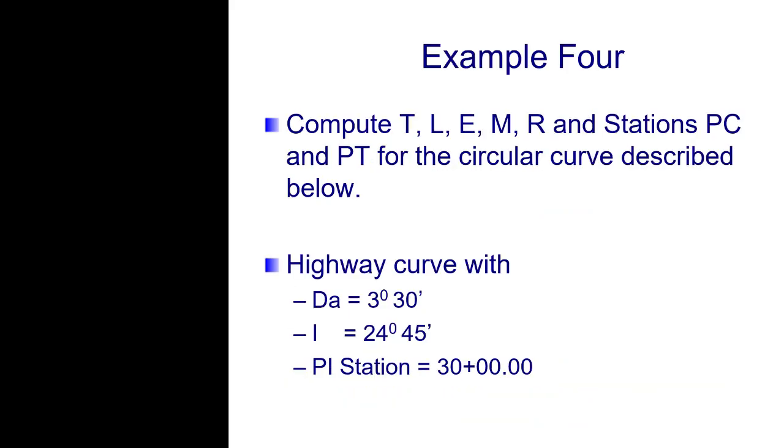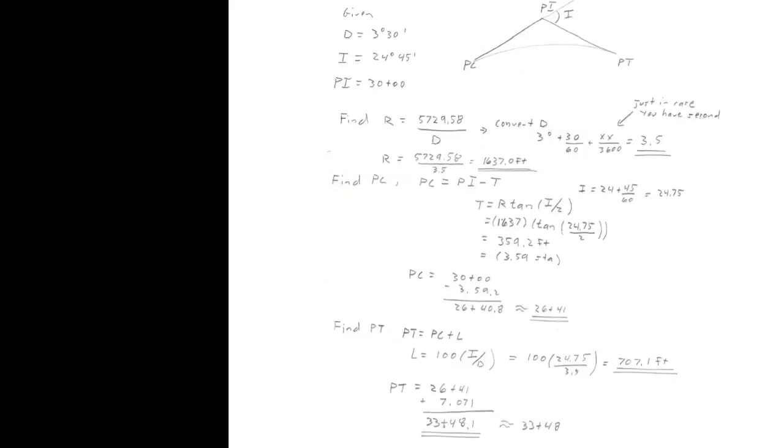Compute T, L, E, M, R, and stations PC and PT for the circular curve described below. Highway curve with a degree of curvature of 3 degrees, 30 minutes. I is 24 degrees, 45 minutes. PI station 30 plus 0, 0. Givens. Find R. 5729.58 divided by D, which is converted to 3.5. Knowing D and R is very important.